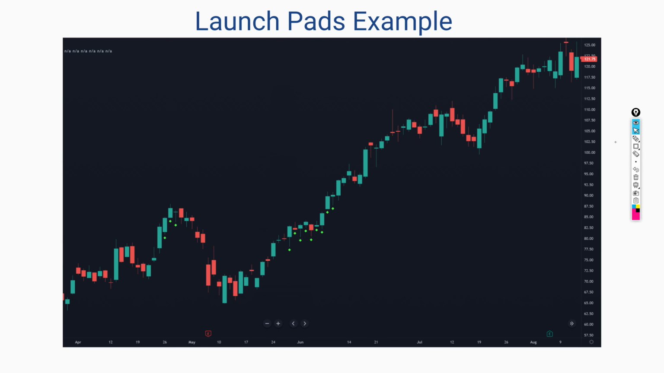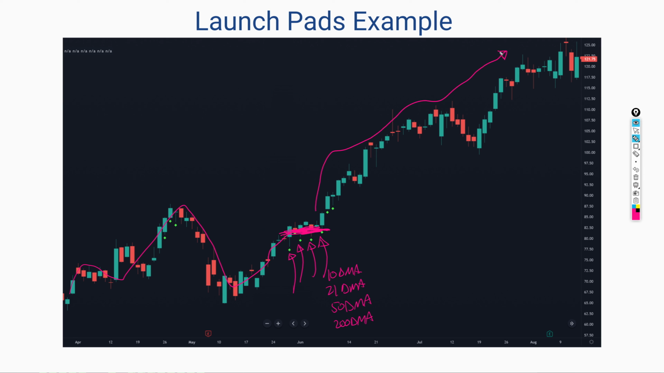One of the first examples here, the chart doesn't matter, but what happens is the stock's been trending up and down, and then at this point, what we see is that on a 10-day DMA, 21 DMA, 50 DMA, and 200 DMA basis, the stock's been closing relatively around this spot. And what happens is we get big directional movement off of this launchpad.